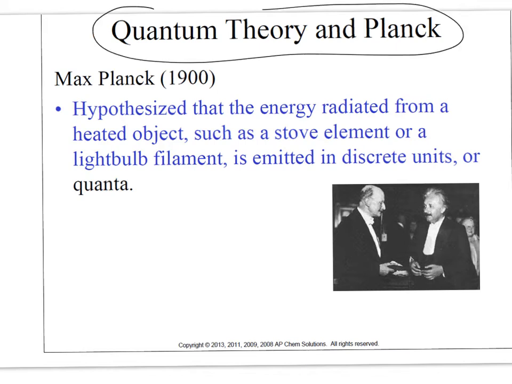So here's where the hard rubber meets the road, folks. Quantum theory and Max Planck. We'll also get this guy involved too, Albert Einstein, when this is all said and done. But basically, Max Planck was a physicist who lived around the year 1900, and he had this hypothesis that instead of energy being a continuous kind of radiation, it actually is emitted in what are called discrete units. He called them quanta.